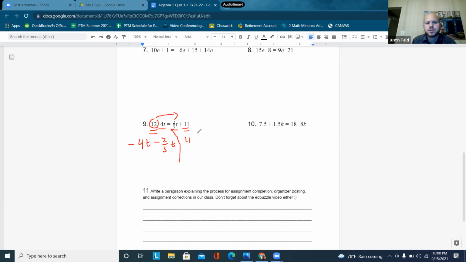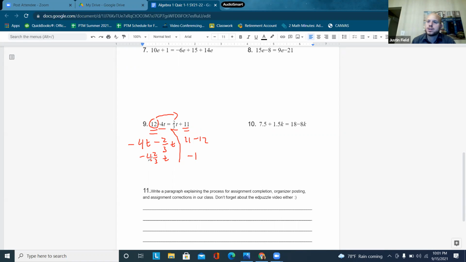This is a positive 12. When it moves over, it will be -12. And hopefully you feel like you're doing the same thing over and over again, Mr. Field. All right, -4 minus 2/3 would be -4 and 2/3. 11 minus 12 is -1.